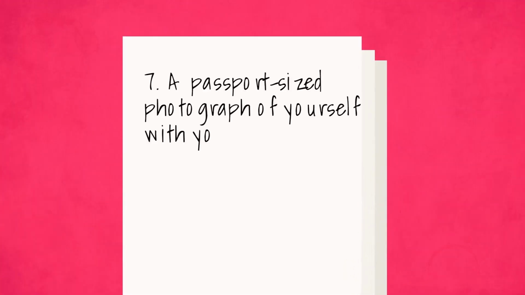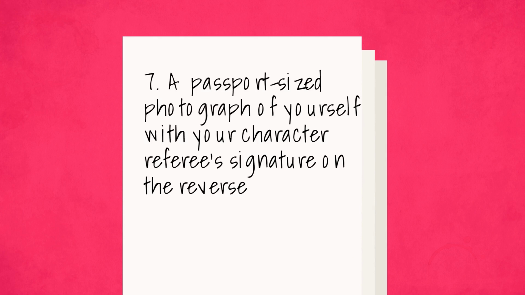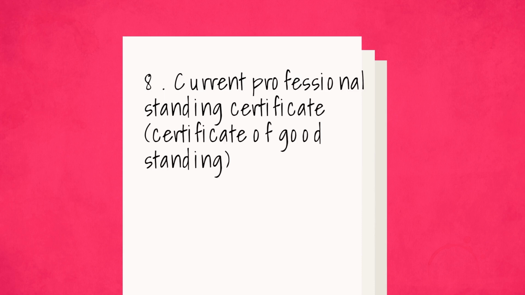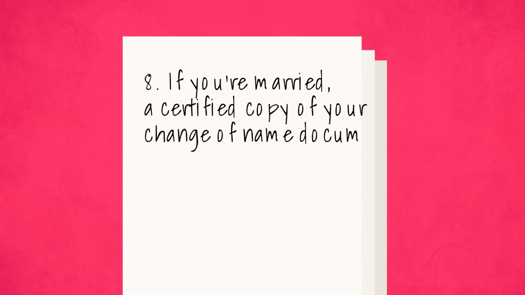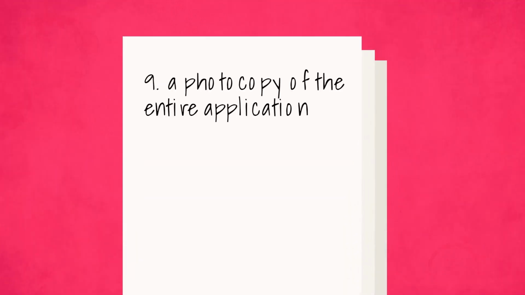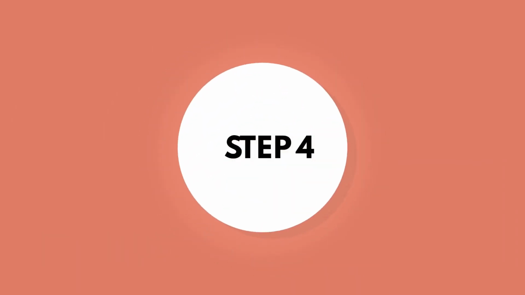7. A passport-sized photograph of yourself with your character referee's signature on the reverse. 8. A current professional standing certificate. 9. If you're married, a certified copy of your change of name document, and translations of documents not issued in English. Number 10. A photocopy of the entire application. Step 4. Fill out the various forms.